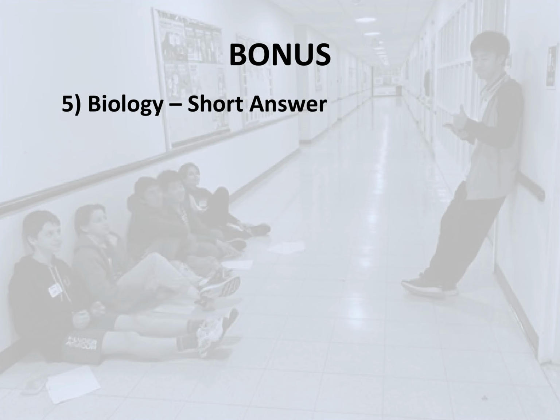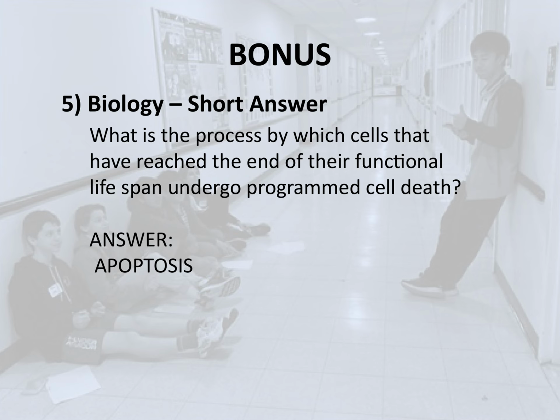Bonus 5. Biology, short answer. What is the process by which cells that have reached the end of their functional lifespan undergo programmed cell death? Answer: apoptosis.